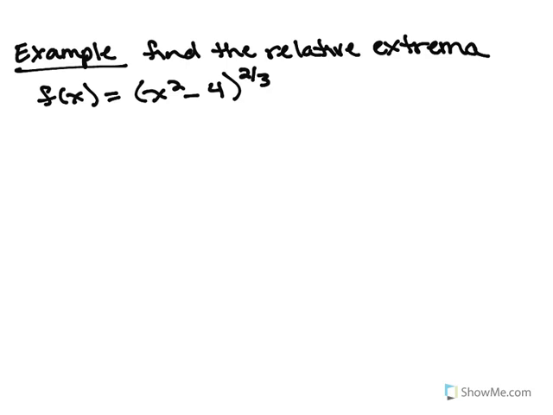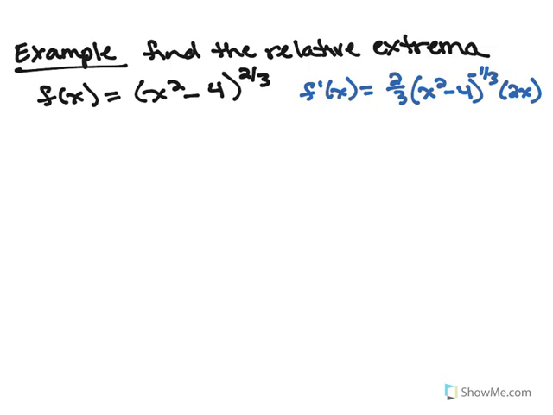Okay, this time my function is x squared minus 4, all raised to the 2/3 power. So its derivative is going to be a chain rule. So the derivative will be 2/3 times x squared minus 4 to the negative 1/3, times the derivative of the inside, which would be 2x.